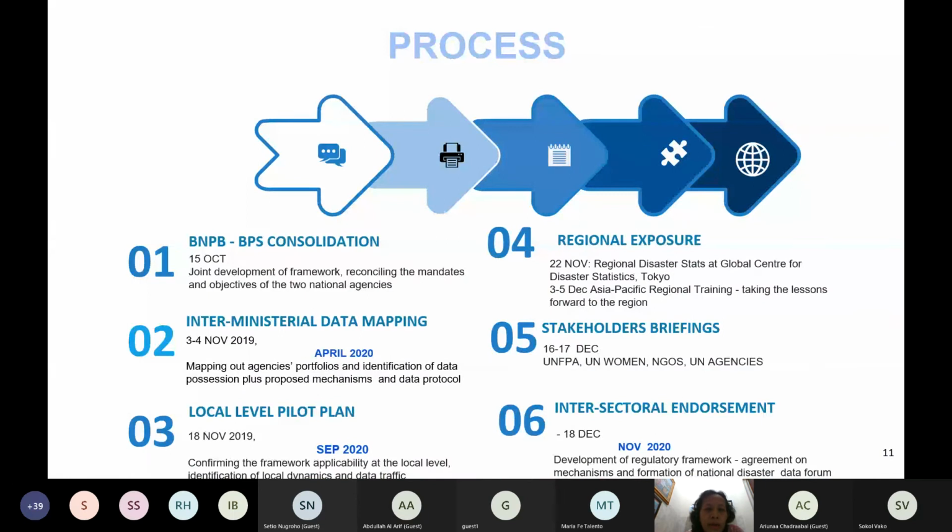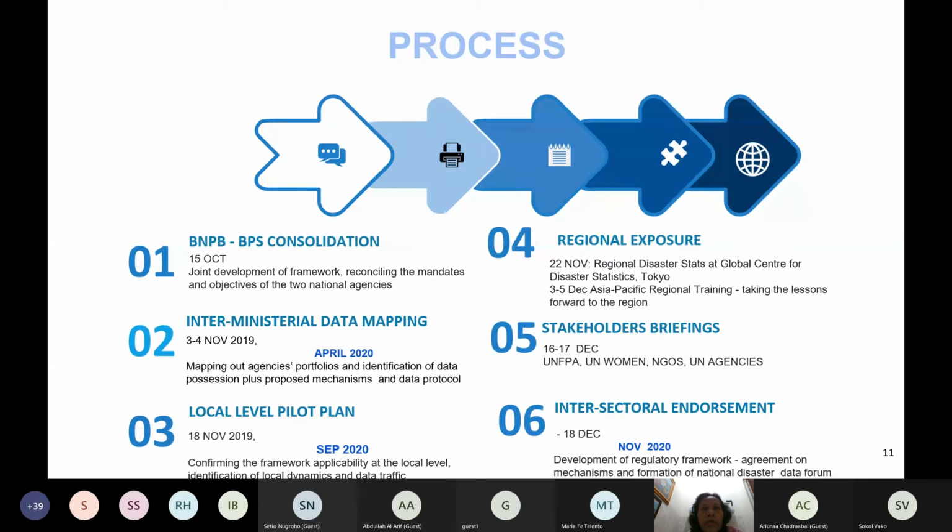The process that we already did, some is already done in October: we already have the consolidation between BNPB and BPS. And then in November, we already have the interministerial data mapping. We invite all the line ministries that have data related to disaster management, and we have the meeting to make the data mapping. And there are some local level pilot plans.